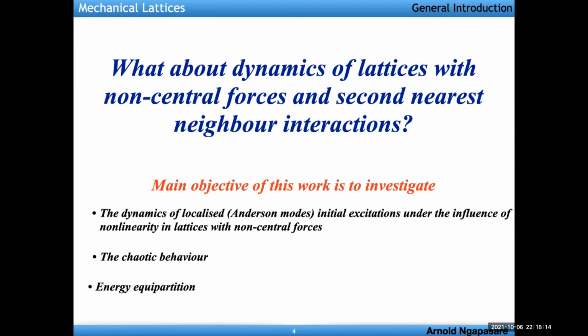Now, to investigate this question, we are basically going to look at the dynamics of localized initial excitations, mode excitations under the influence of nonlinearity in lattices with non-central forces. And also, I'm going to look at the chaotic behavior of such systems, and also look at the energy equipartition in such lattices.